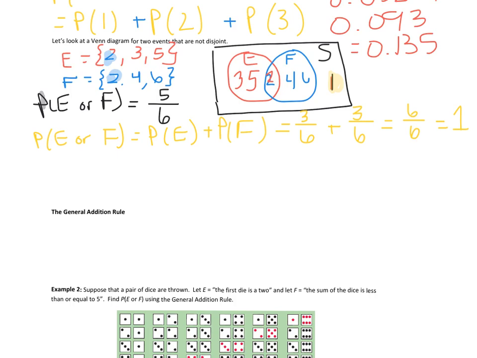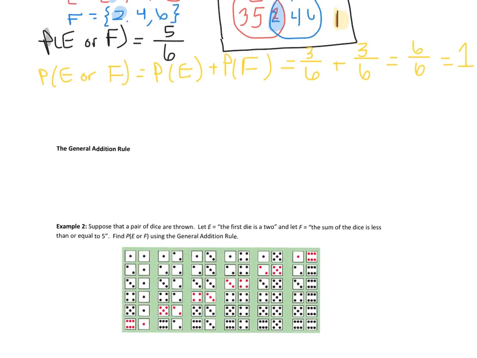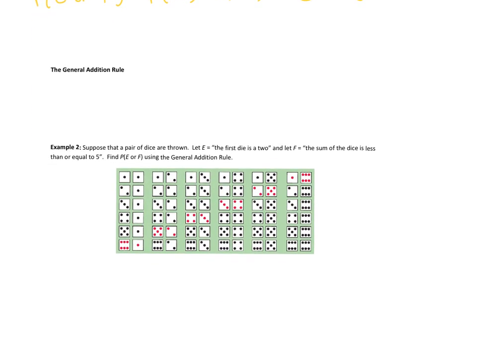What happened here is when we were doing all of our counting, we counted this 2 twice. We counted it once in the first 3 over 6, and then we counted it again for the second 3 over 6. So what we actually have to do is subtract the overlap. That's what we call that 2. The 2 is the overlap, the common outcome. So here's the general addition rule. This is for any 2 events.